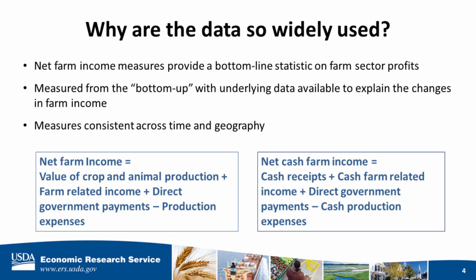We have two primary measures of farm income. Net farm income is a broad measure of income and is calculated as the sum of the value of crop and animal production, farm-related income and direct government payments, less production expenses, or the costs incurred to produce their agricultural output. This includes both cash and non-cash items and accounts for changes in commodity inventories and capital consumption, or the depreciation of farm assets. Net cash farm income considers only cash income and expenses and is measured as cash receipts plus farm-related income, direct government payments, less cash production expenses.